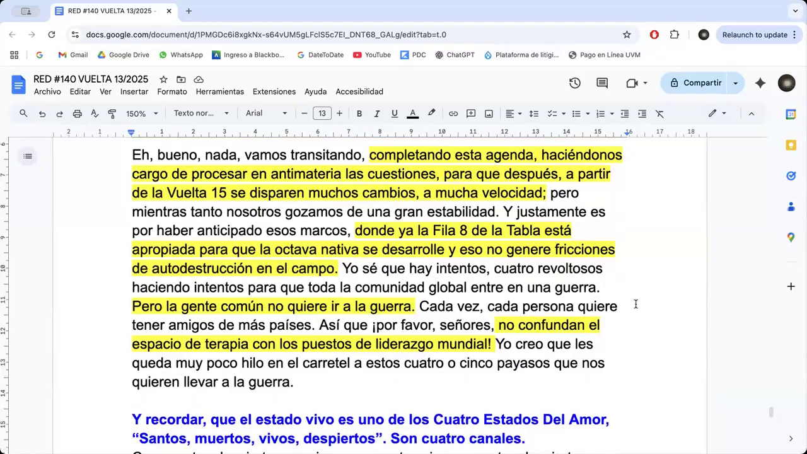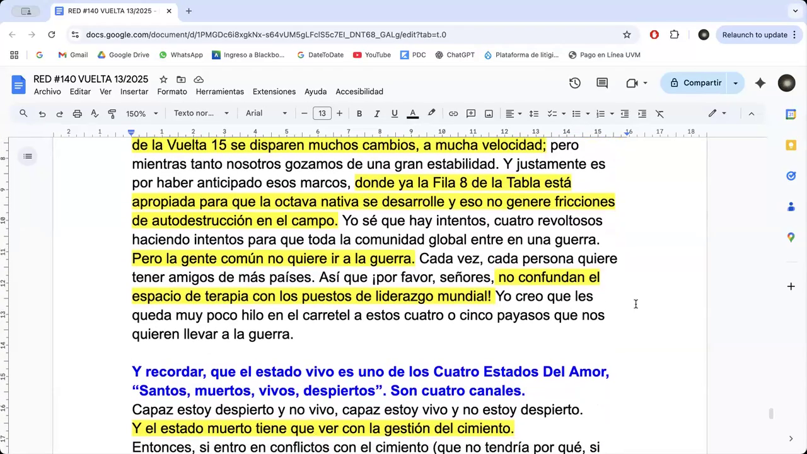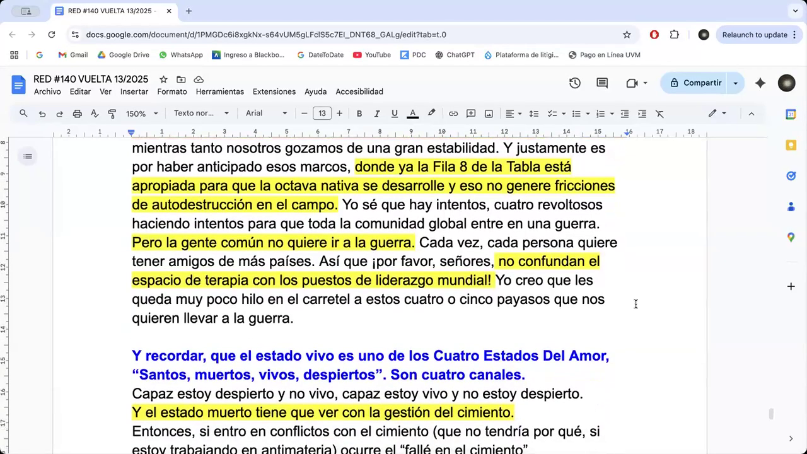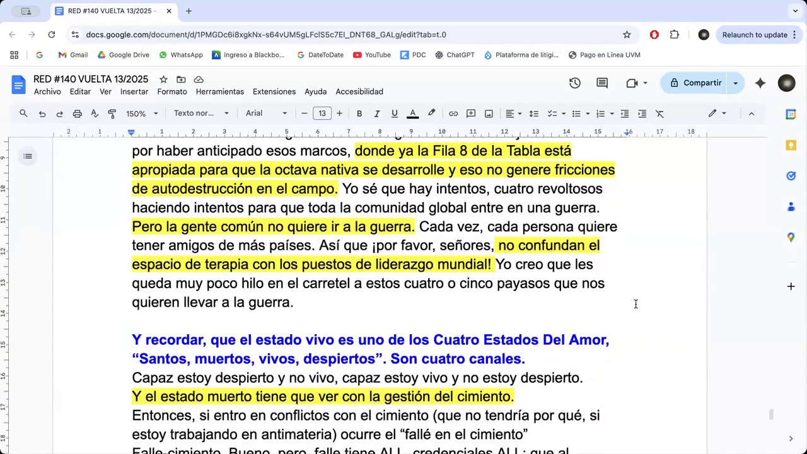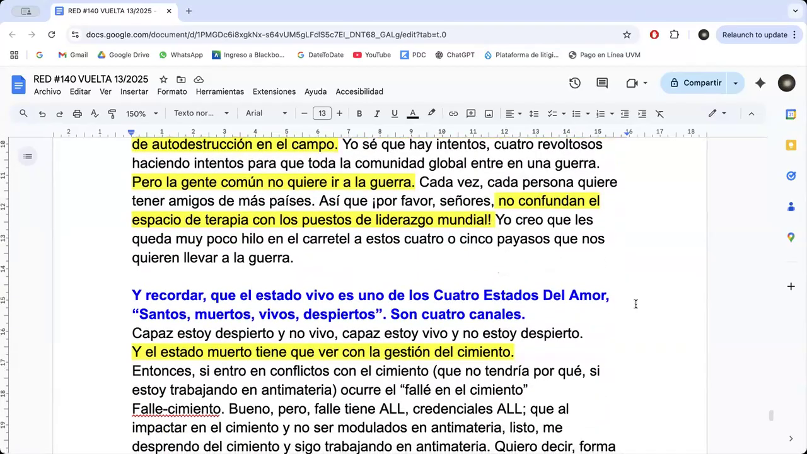So there we are transiting, we're completing this agenda. We are being in charge of processing in the antimatter these issues so that later, starting from lab 15, all of these changes start to express and very quickly. But when these changes are happening, we are very, very stable. And precisely why? Because we have anticipated these frames, because lab 8 on the table has been appropriated so that the native octave is developed and so that it doesn't generate frictions of self-destruction in the field.